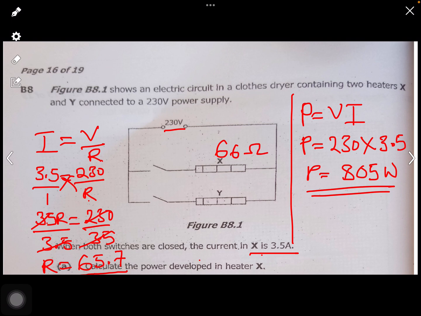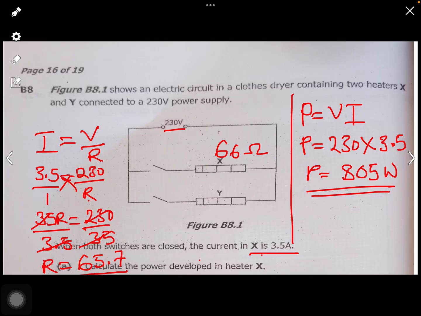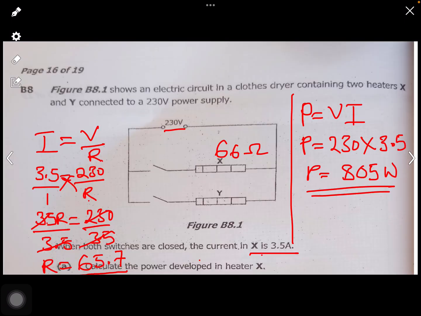We are told in the question that X is double that of Y. When they say X is double, they mean it is 2 times. So to find Y, we divide 66 by 2, and we get 33. So our Y is 33 ohms.